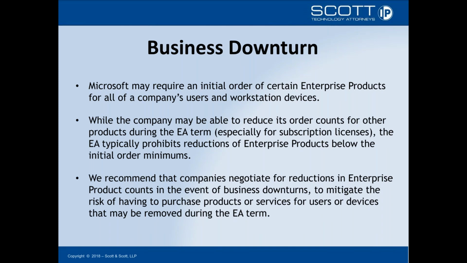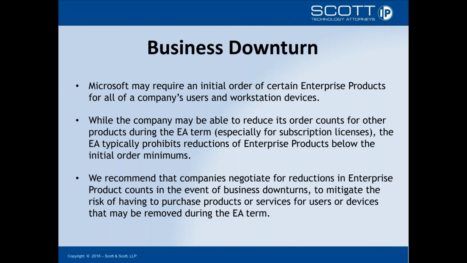Business downturn is something that I used in the 2008 to 2010 time period, where many of my clients were facing uncertain economic times and wanted to do deals but wanted some flexibility. These are custom provisions that we've written that basically allow the customer to negotiate for reductions in the enterprise product counts in the event that there's a downturn, whether that be measured in terms of a reduction of revenue as a percentage or a reduction in force in a certain amount. Having these protections helps to mitigate the risk of having to purchase products or services for users or devices that may be removed during the term.